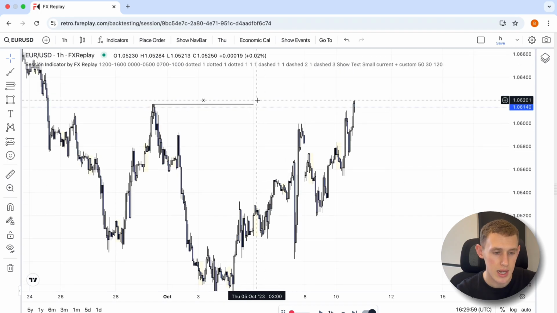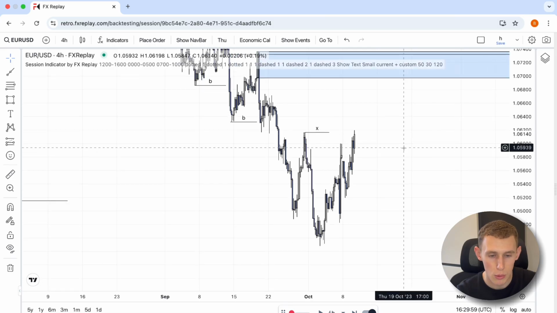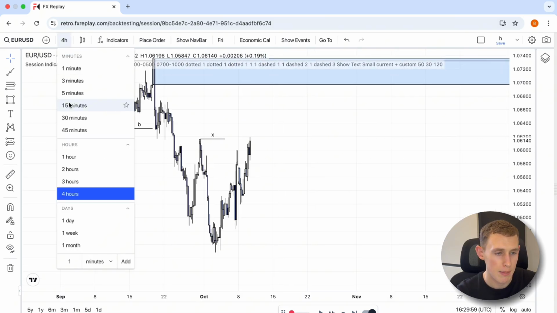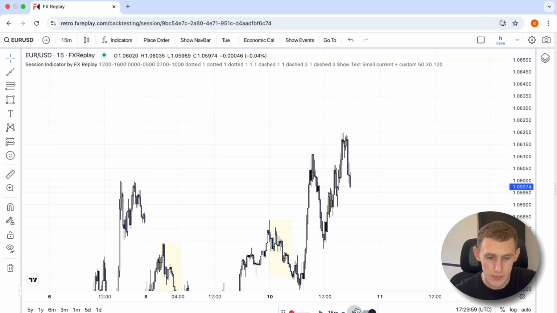But yeah, you guys can see now we have swept that main 4-hour liquidity level, so we could start to see a pullback from here. And I am going to look out for some sells here if price can start to break structure.